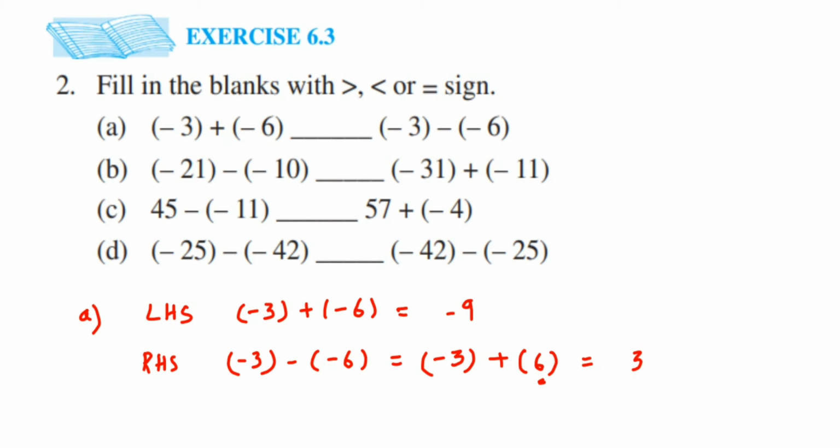Now we have to compare it. So which number is greater here? See, 3 is greater because it's positive. Minus 9 is a negative integer, so obviously it has to be smaller than 3. So we can say that the RHS is greater than LHS. So the right hand side is greater here. Then the next one.